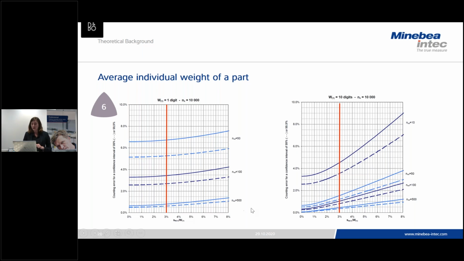And when we look at the other graph, we again have 3% standard deviation, and look at the reference quantity of 50. Here we looked at 50, and here also, and there we have then a counting error of 1.7%. So when we put this into relation, if we have 1 digit, we have a counting error of 670 pieces, which is really, really high. And when you have a scale with a better resolution, you have a counting error of just 170 pieces, which is a difference of 500 pieces.